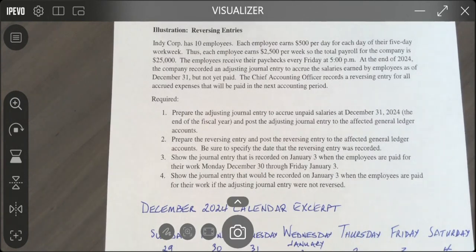Reversing entries are a choice, but it's a choice that many companies make because, for reasons you'll see in a second, it can be quite convenient. Let me demonstrate how they work in this case.